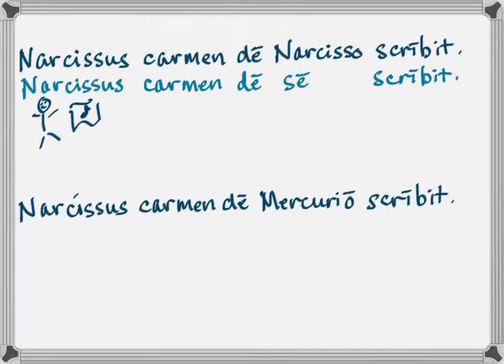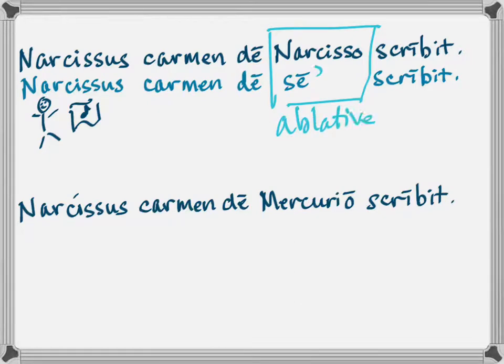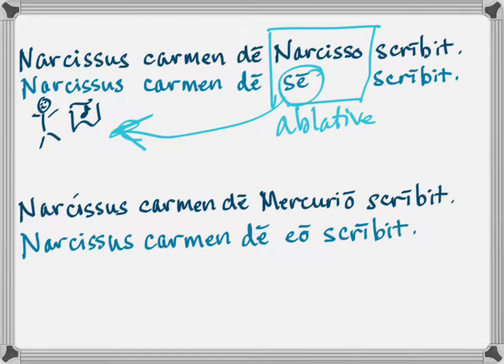Okay, here we go. Narcissus carmen de se scribit. This is the ablative. Okay, this is the ablative of the reflexive pronoun. Yes, it looks like the accusative. That's fine. You can handle that. Okay, and let's see what it looks like if you're referring to a third party. Narcissus carmen de eo scribit. Okay. Now, that's it.